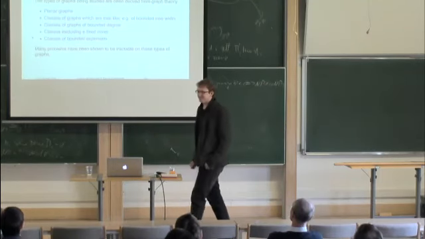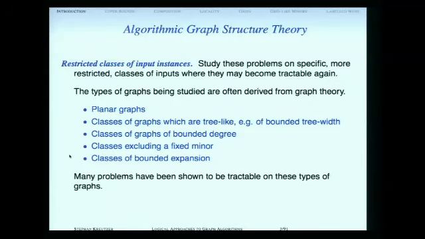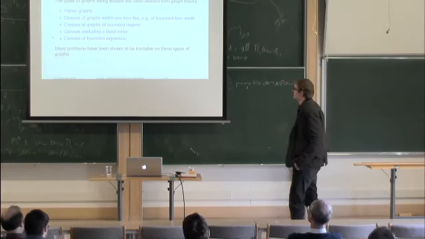Right? So what people have done in an area you could call algorithmic graph structure theory is to look at more restricted classes of graphs, like planar graphs or graphs which look like trees in some sense, and so on, and then try to find efficient algorithms solving these problems on these specific classes of graphs. The most prominent examples of classes that have been studied come from graph structure theory. I mentioned planar graphs or tree-like graphs, and you'll see exactly what I mean by this in a few moments. But we also have graph classes excluding a minor, of bounded expansion, and so on and so forth. All these things are studied in graph theory.